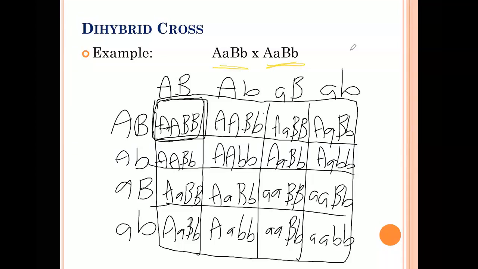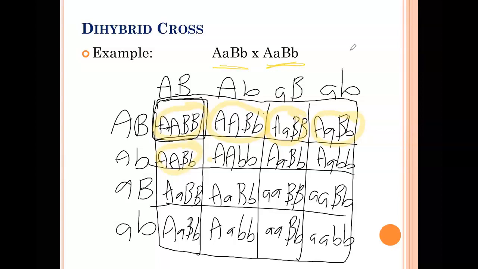How many are dominant for both traits? I would pause right now, and if I were you, I would circle them. This one's dominant for both traits. Remember, it only has to have one capital letter. That one has at least one big A and one big B. This one has at least one big A and one big B. This one has at least one big A and one big B. This one does.